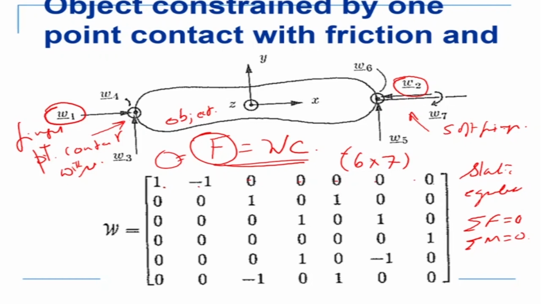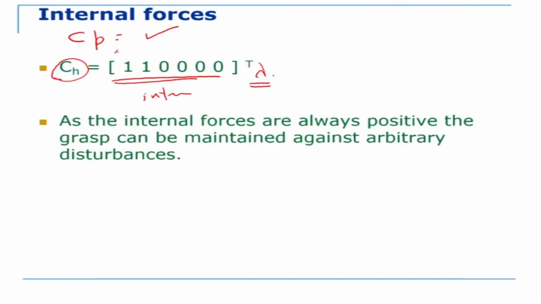Okay, so what are the internal forces that are required? W1 and W2, which is shown here. So this is my W1 and this is my W2. Others can be 0. What are the other multiples of this? It is this Cp solution into lambda, and this is a positive constant. Now the internal forces are always positive, and we have to keep them positive such that the grasp can be maintained against arbitrary disturbances. Otherwise the grasp cannot be maintained.